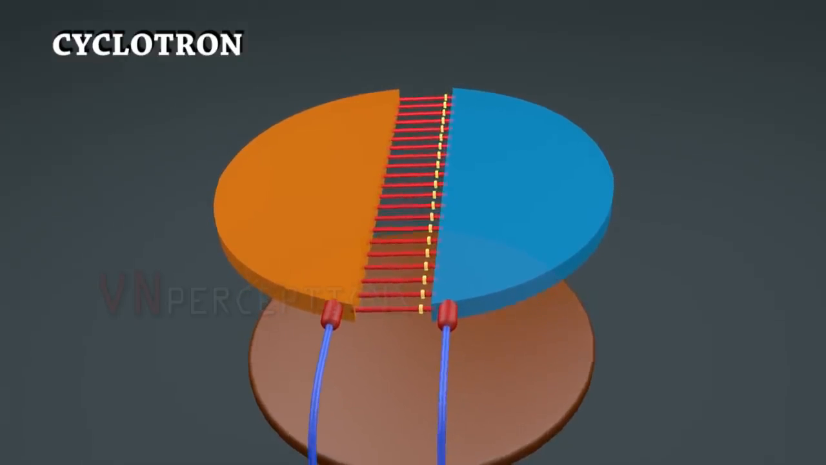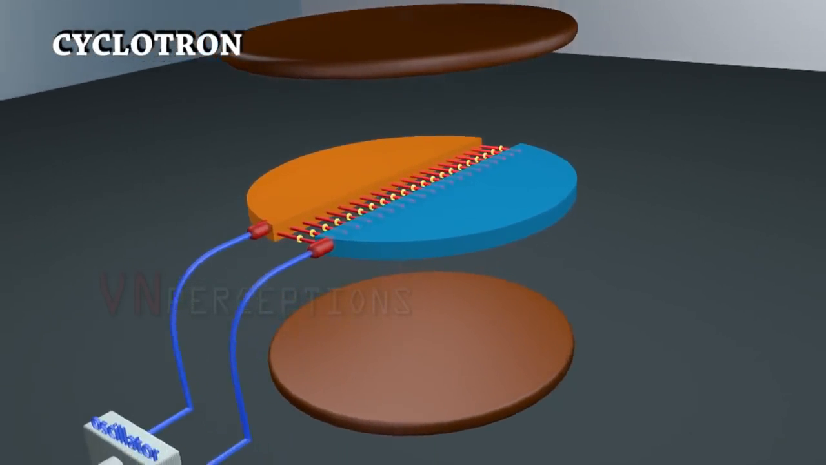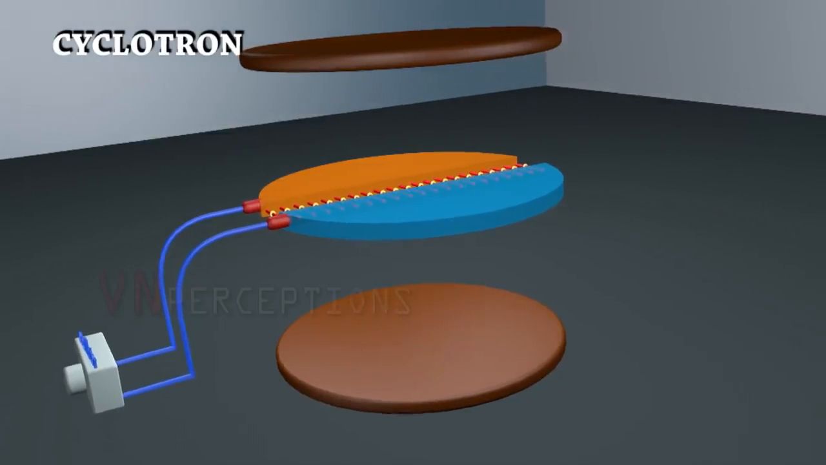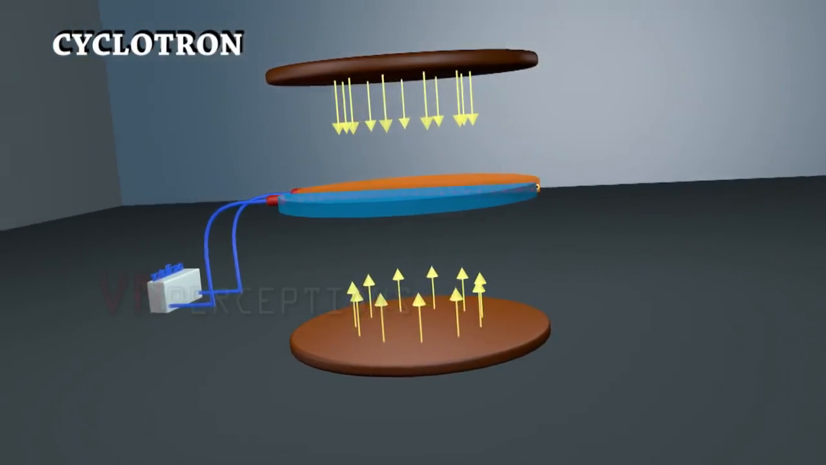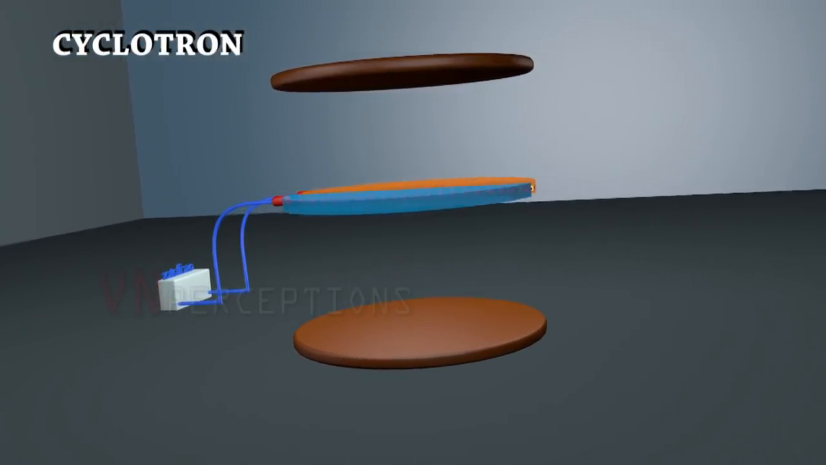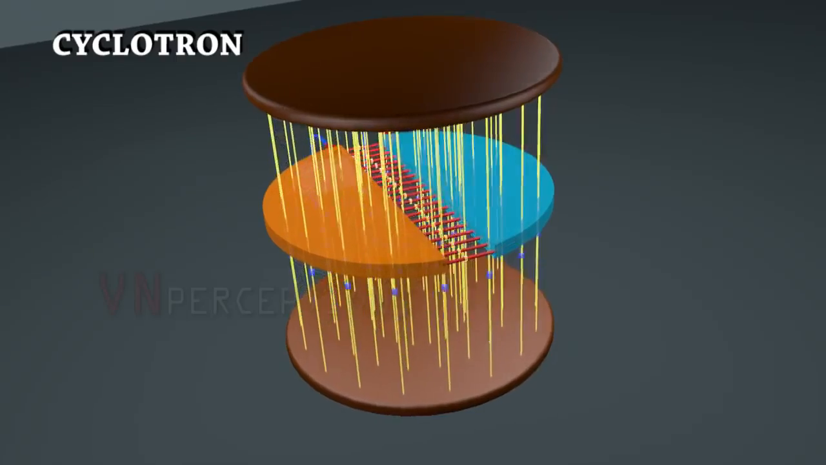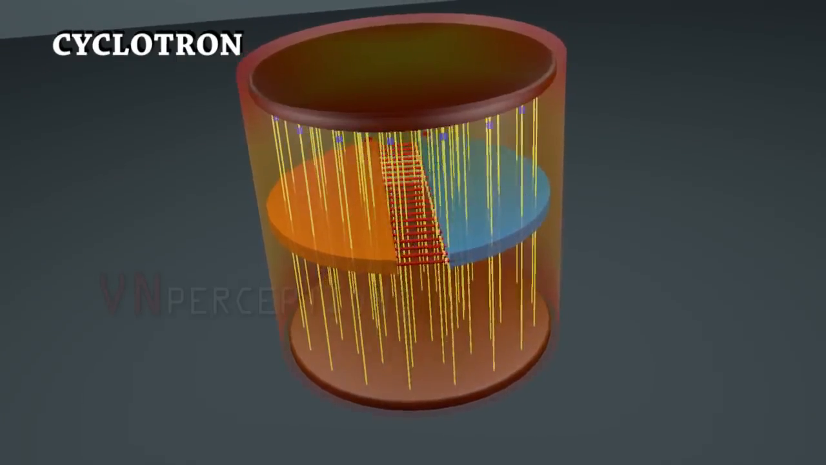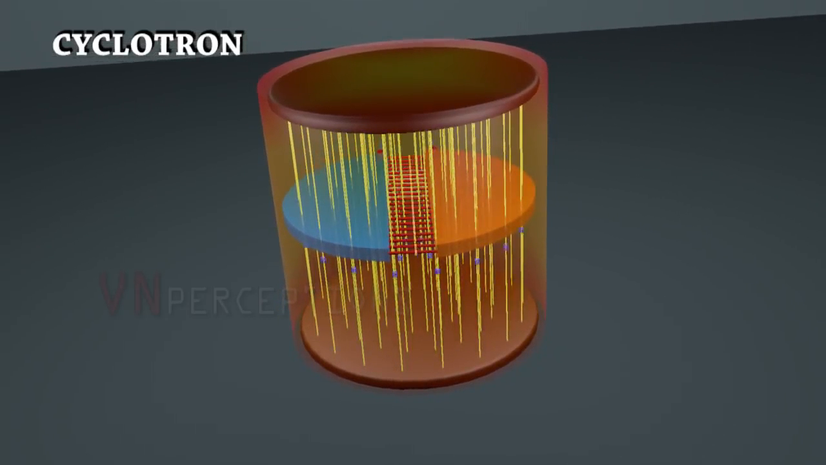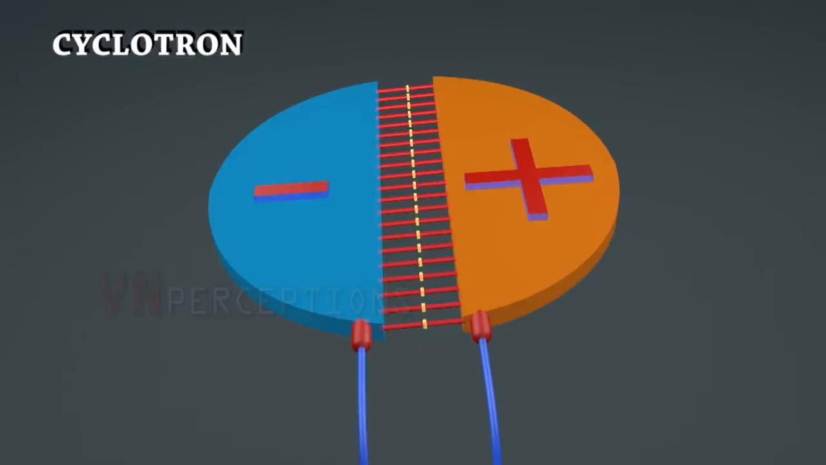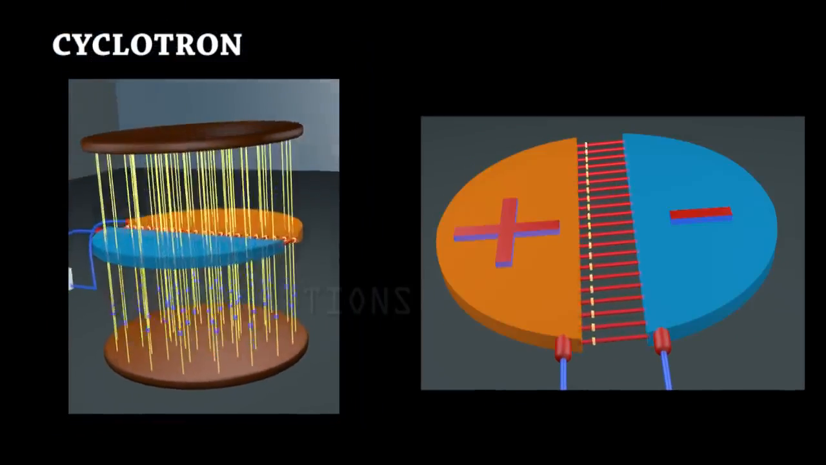One electromagnet is kept below the two Ds and one electromagnet is kept above the Ds. The bottom electromagnet will have the north pole above and the top electromagnet will have the south pole below. This would create a magnetic field perpendicular to the direction of the electric field. This entire arrangement is sealed in a vacuum box. The two Ds create an electric field. The direction of the electric field is horizontal. The direction of the magnetic field is vertical.